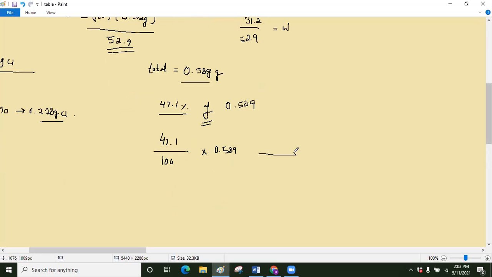But what I want to tell you here is that instead of doing this, what you could do is you're dividing by 100. And when you divide by 100, you move it 2 places to the left. And so you could do 0.471 multiplied by 0.589. Or of course, you could stick with this if this is making more sense. These are both equivalent forms.